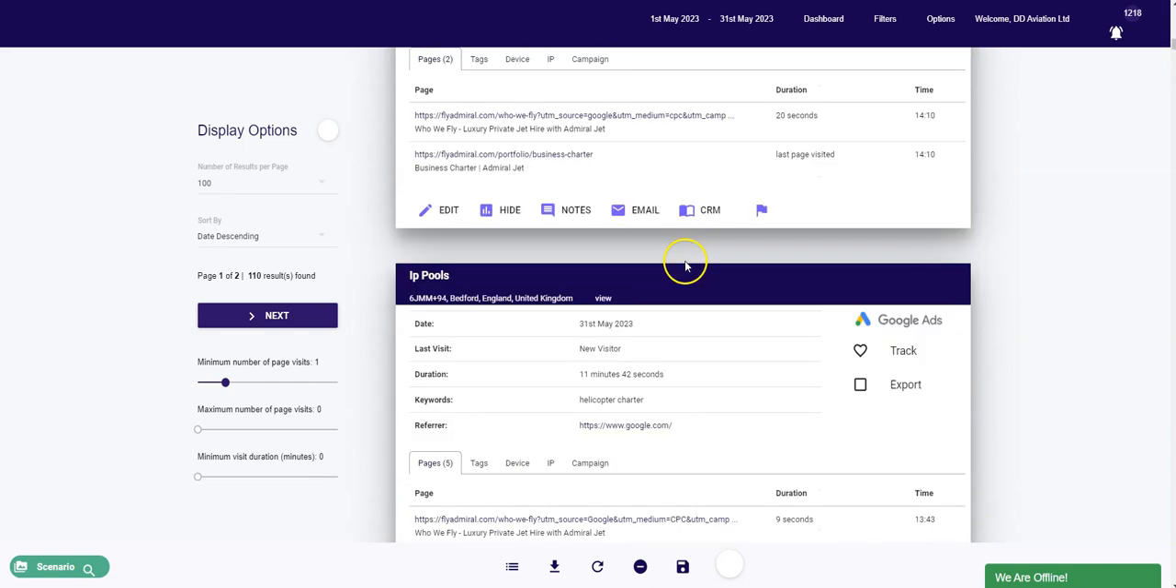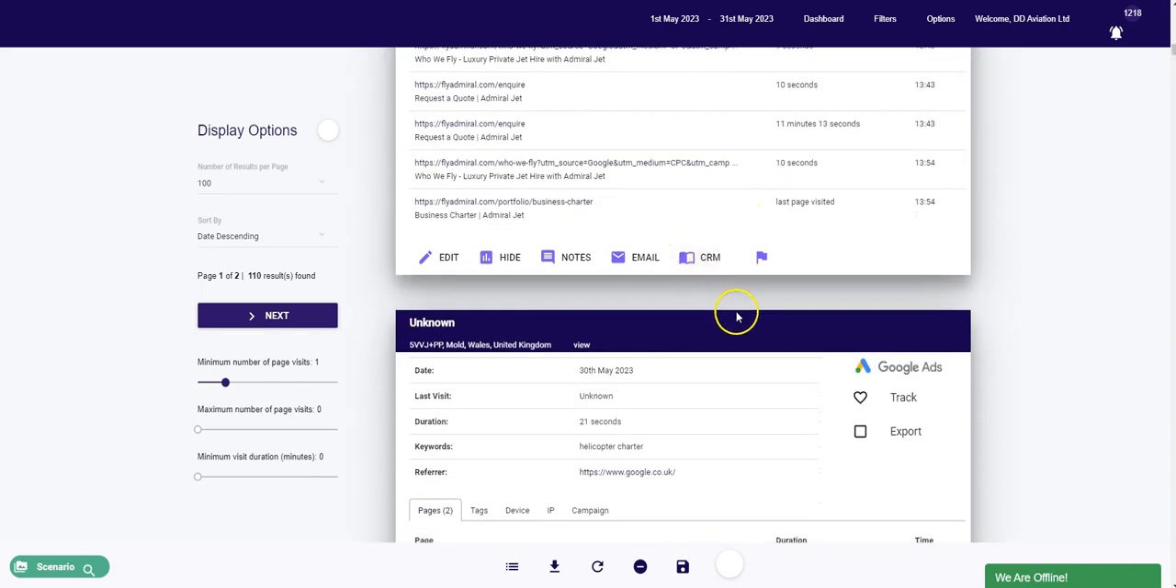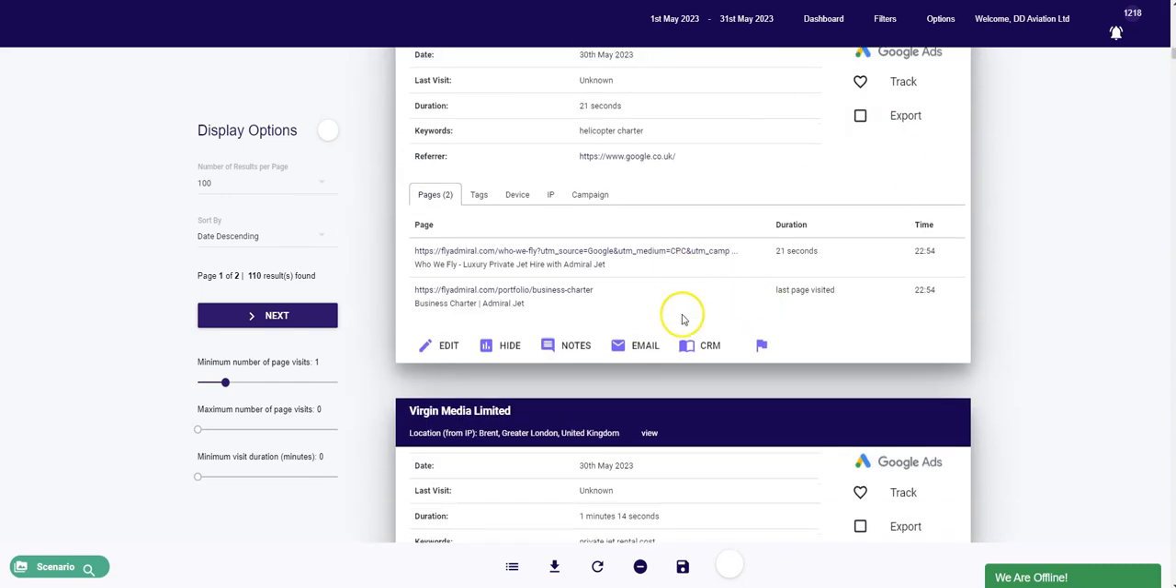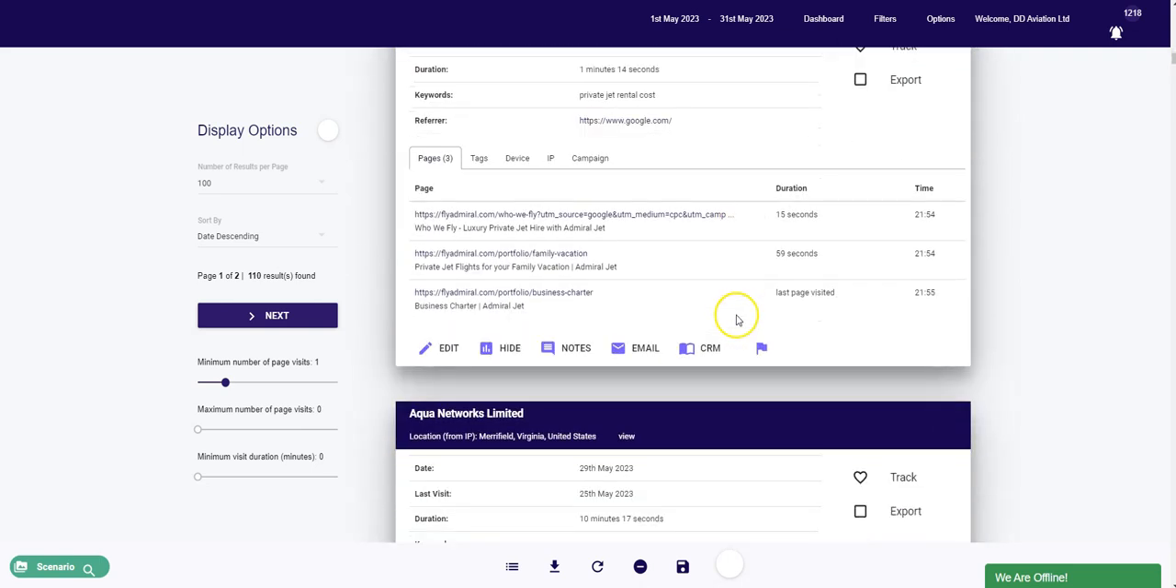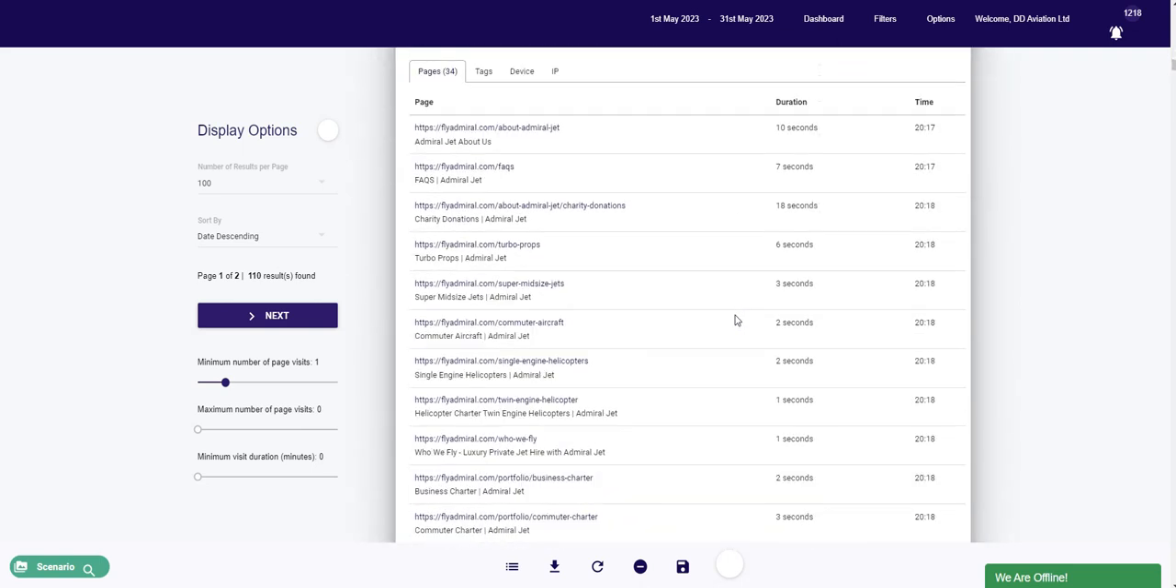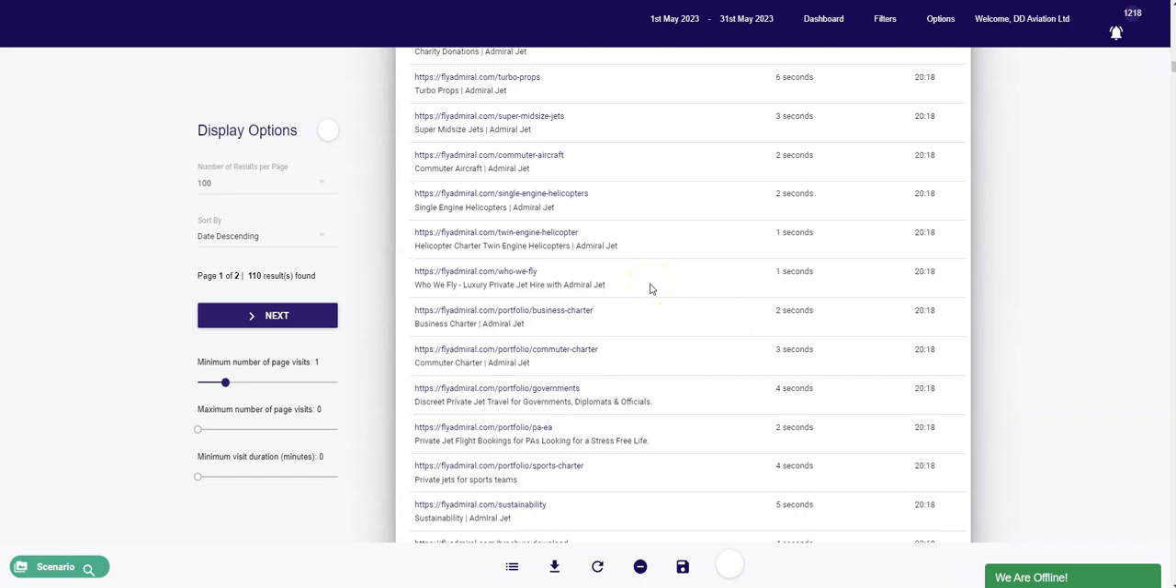And it's these that we should be looking at in more detail, just skimming through, getting a feel for what they looked at page by page, and really thinking about those pages they looked at on the website and whether they performed or not.